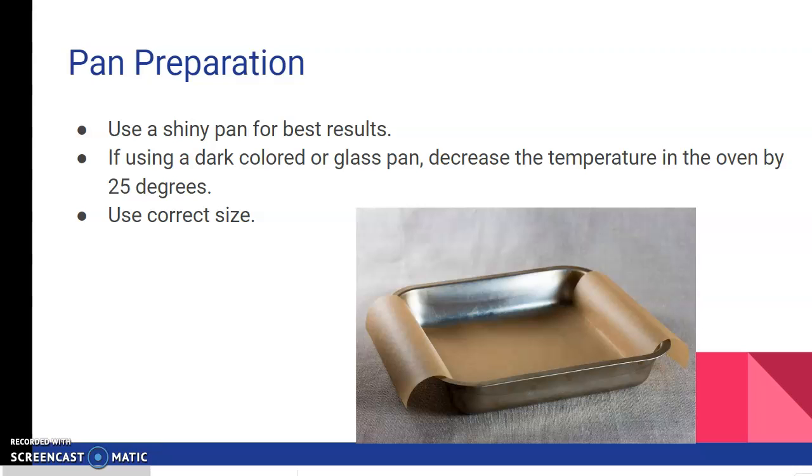Otherwise, your cake's not going to come out as well because of the fact that the dark colored pan and the glass are going to attract more heat, and so the cooking time is going to be off, and then your cake might get too done. So if you decrease the temperature in the oven by 25 degrees, and you would, of course, base this upon what was called for in the recipe, then you can adjust for the different types of pans. But the best kind to use is a shiny pan.